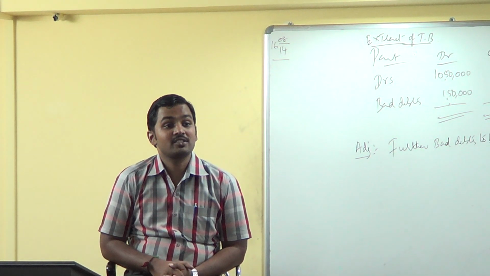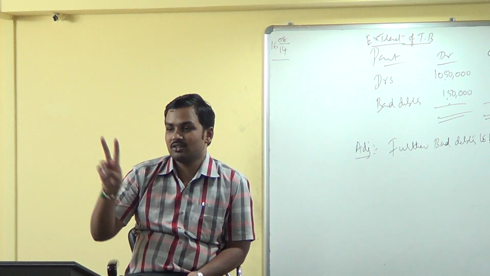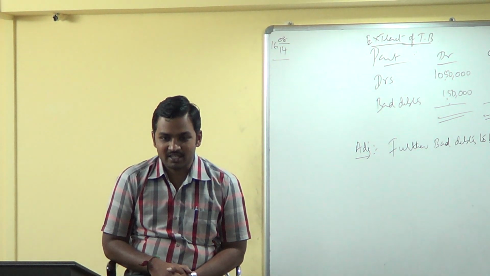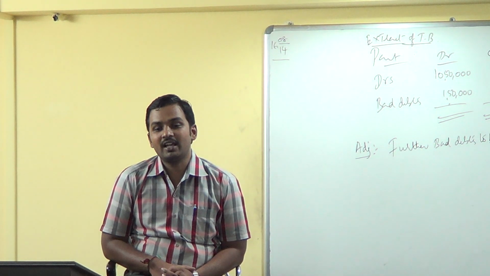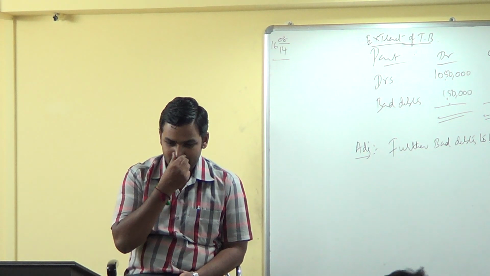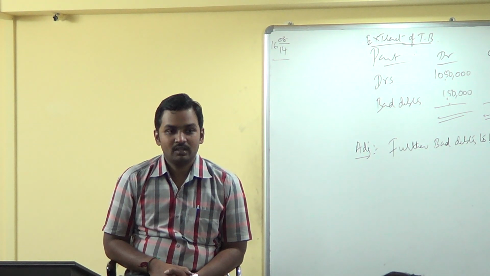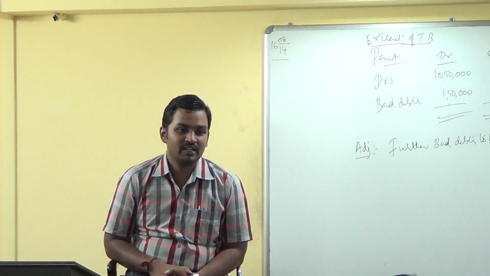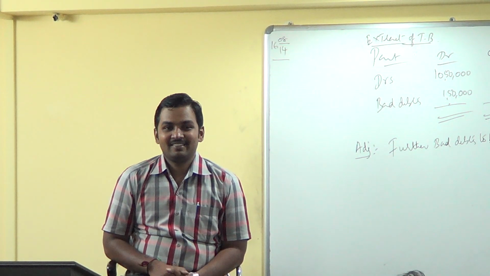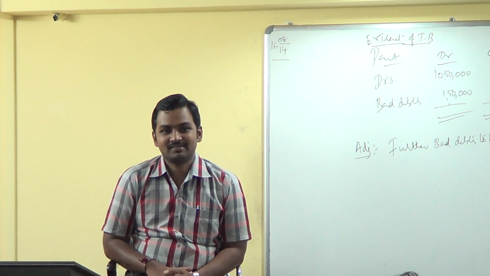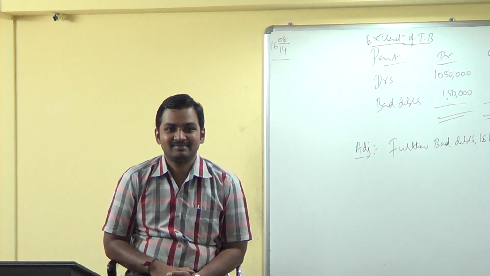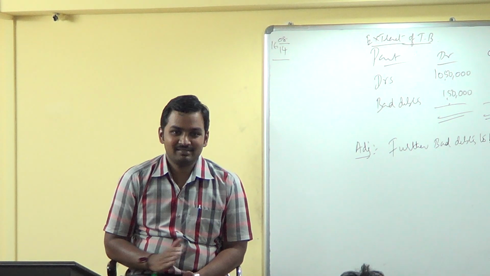Write off other bad debts, how much? 70,000. For that you have to pass 2 entries. What entry you have to pass? Bad debts account debtor to debtors account 70,000, and P&L account debtor to bad debts account 70,000. Next. So with this we complete bad debts.